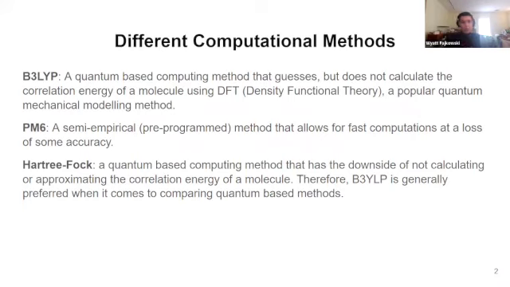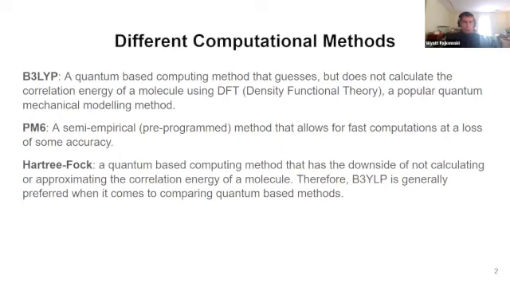One of the first things we learned in this program was about different computational methods and the benefits, regarding speed and accuracy, associated with those methods. The one that we used most often was B3LYP, which is a quantum-based computing method, a quantum mechanical model that is very good at approximating the correlation of a molecule using a method called density functional theory, or DFT. It provides a balance of accuracy and speed.